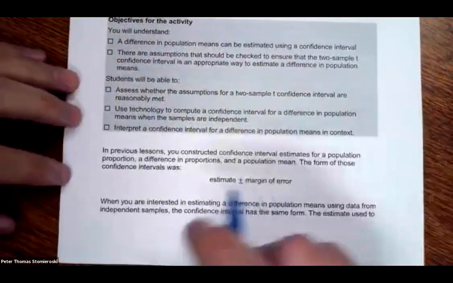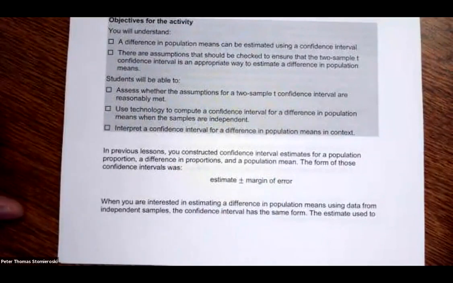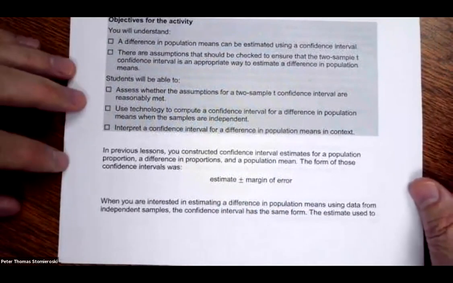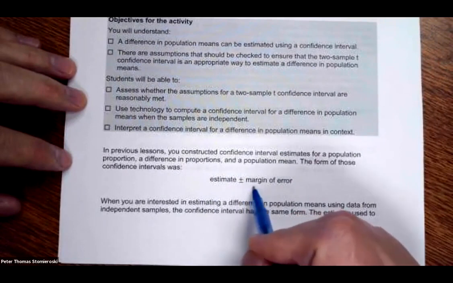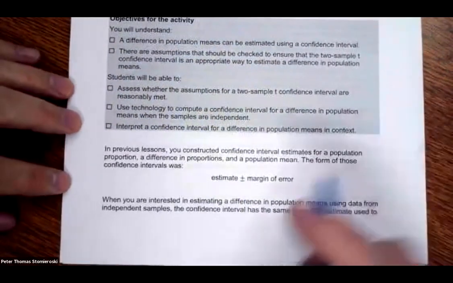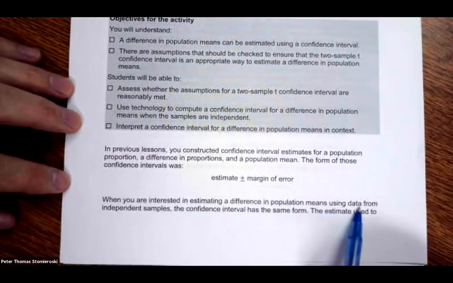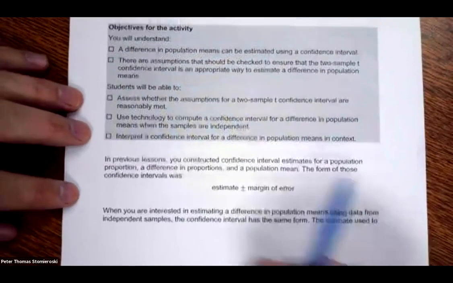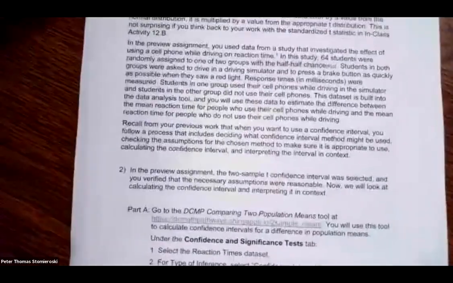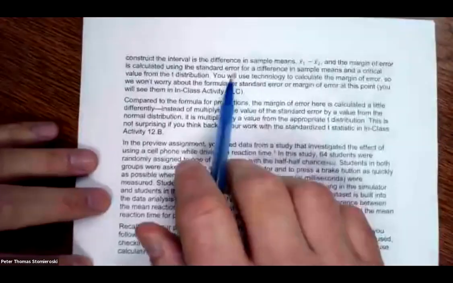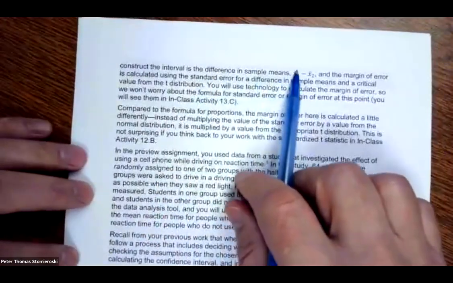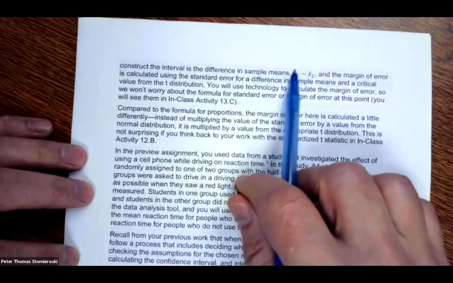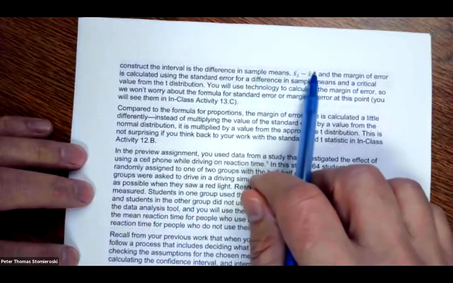So in previous lessons, you've constructed confidence intervals for a population proportion, a difference of proportions, and a population mean. The form of those confidence intervals always looked similar. It was an estimate plus or minus a margin of error. When you are interested in estimating a difference in population means using data from independent samples, the confidence interval has the same form. The estimate used to construct the interval is the difference in the sample means, x sub 1 bar minus x sub 2 bar. So again, this is your sample mean from the first sample minus your sample mean from the second sample.